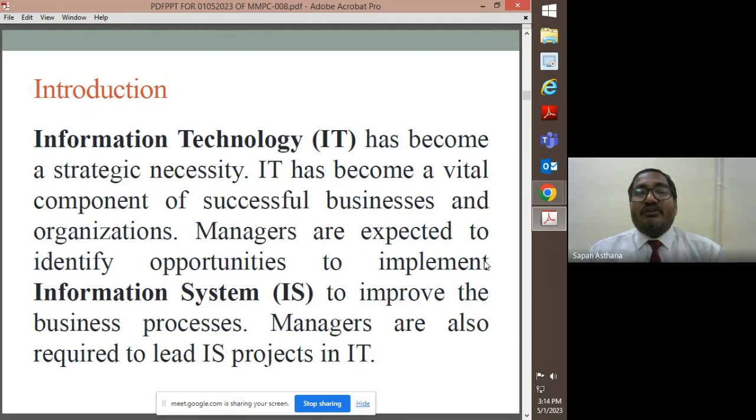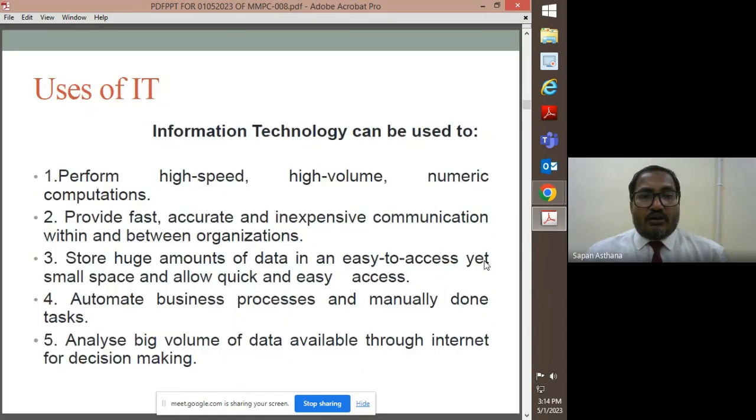When we talk about information technology, it means all the information is completely helped by the technology. This is very important. When we talk about the uses of information technology, as you all know, information technology is very useful in the current time. Without IT, we can't survive in the current competitive environment.